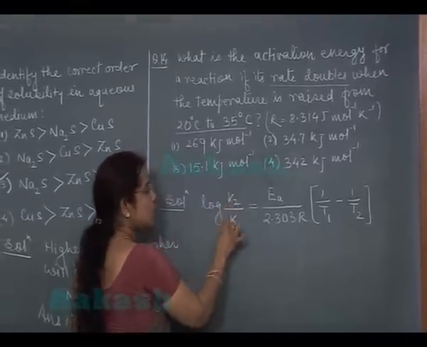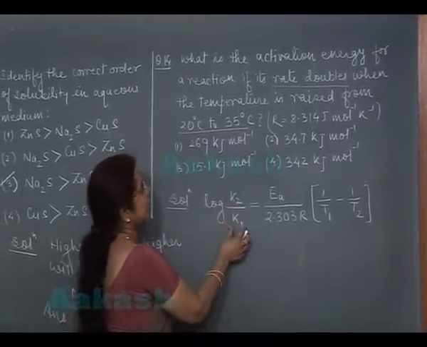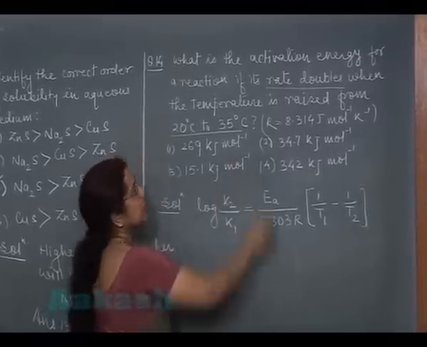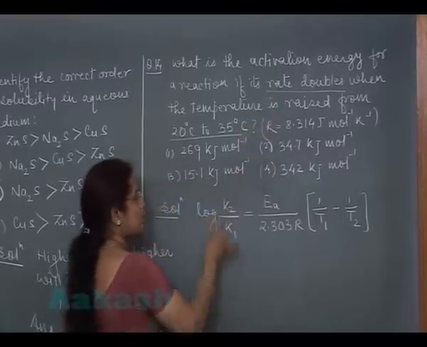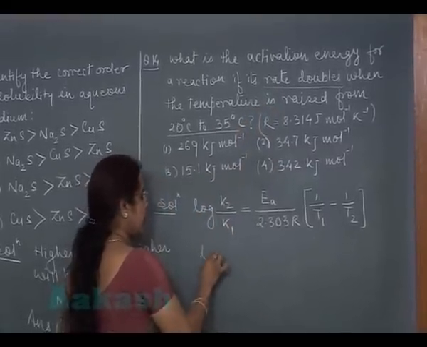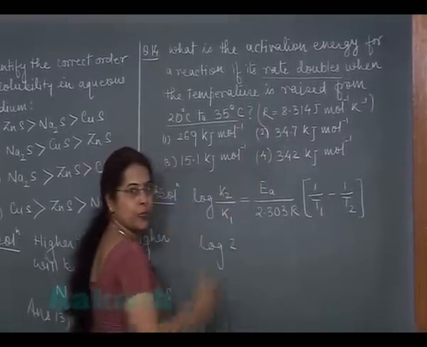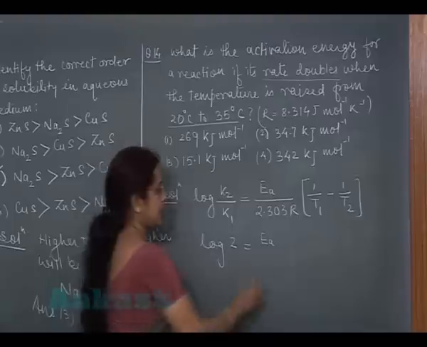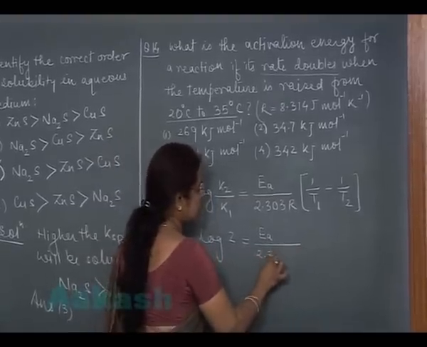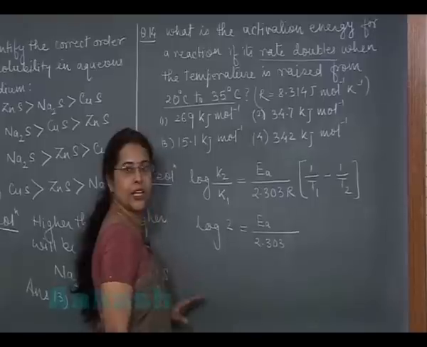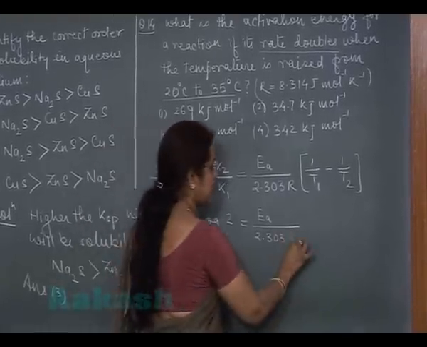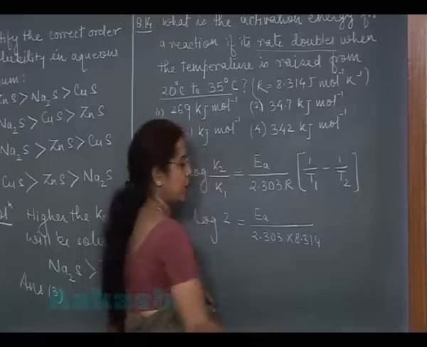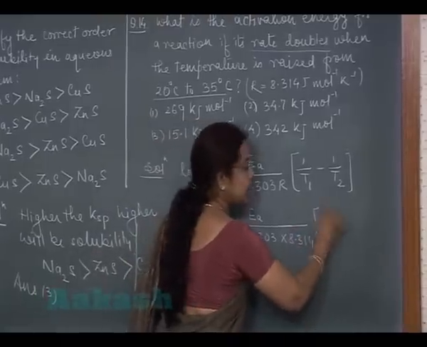Here log K2 by K1. Initially the rate constant is X. On increasing the temperature, rate doubles. So log K2 by K1, that is log 2. This is activation energy which we have to calculate. 2.303 R. R is universal gas constant and its value is 8.314. This is 1 by T1.